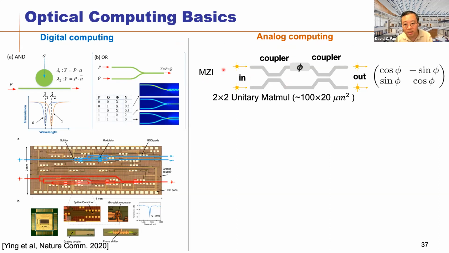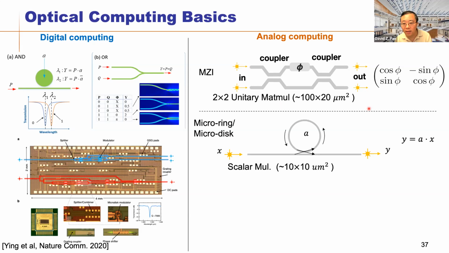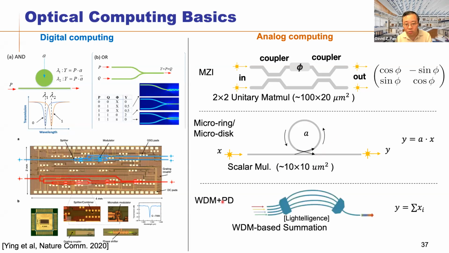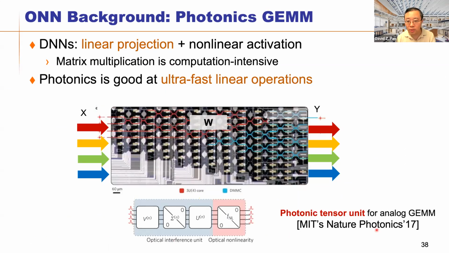But I think another more interesting dimension to look at is analog computing using optical components. For example, MZI devices, where light comes in through these couplers and phase shifters, so you actually can implement some kind of unitary matrix multiplication. And also, if you have micro rings and micro disks, where light comes in, you can do some scalar multiplication. And also for optics, you could have wavelength division multiplexing, and then you can also do summation and so on and so forth, right? And the MIT paper was based on this analog computing paradigm.